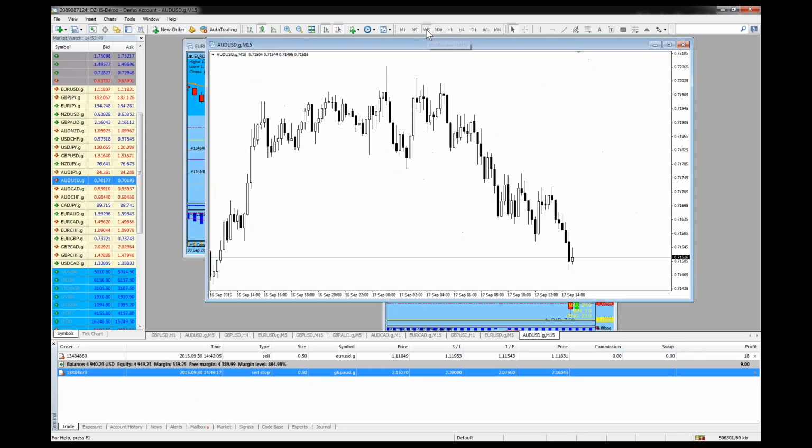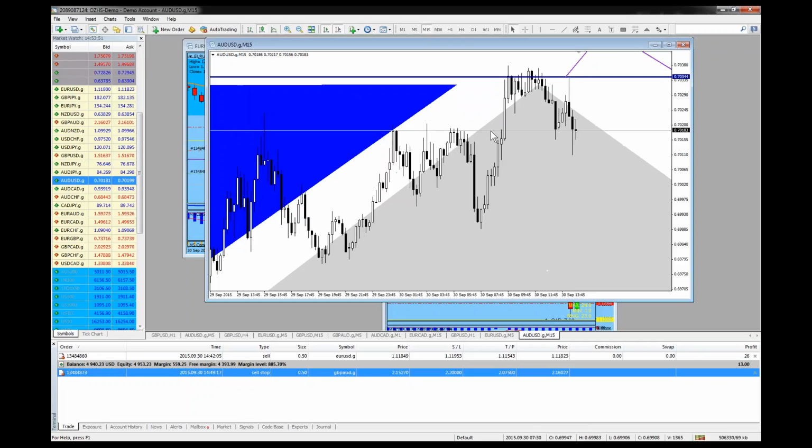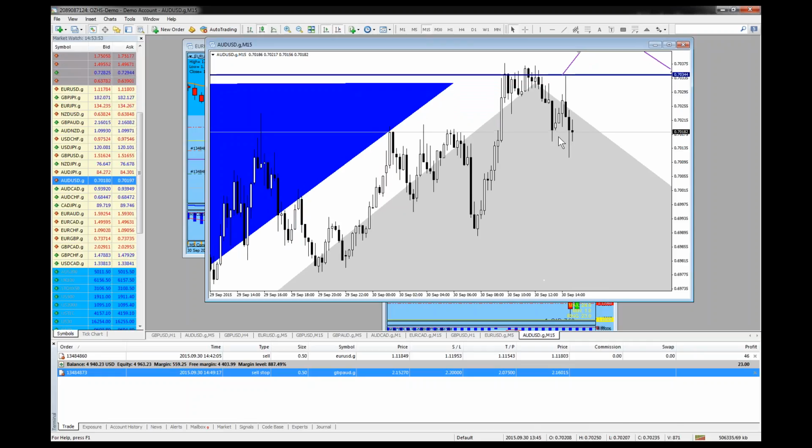Let me go to a 15 and cheat a little bit. That would have been our entry right there. Right there would have been a beautiful entry. And actually, this is the close below. This actually isn't a bad entry with a 15 pip stop. Okay, you know what? I'll take that off the 15, but it's based on the 1 hour.